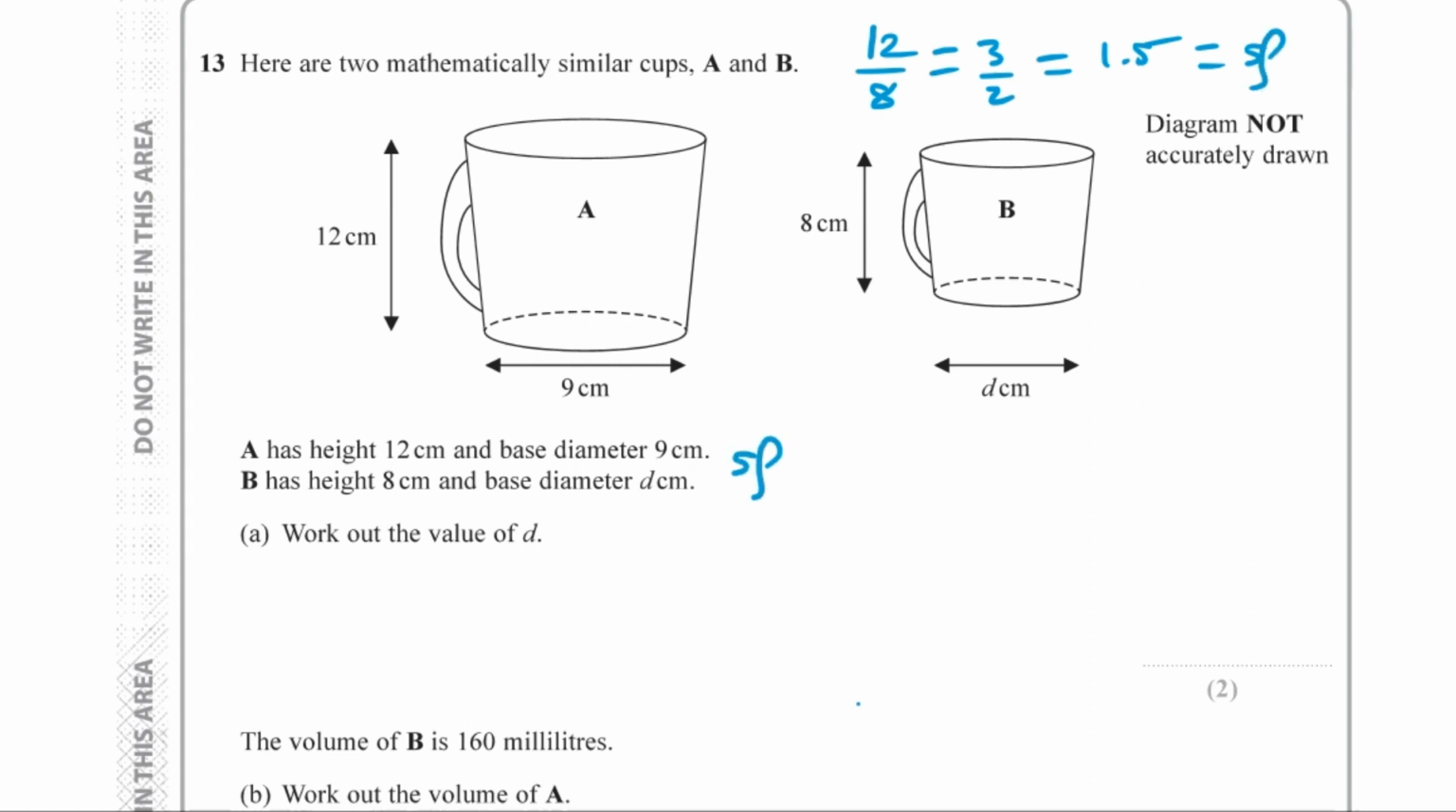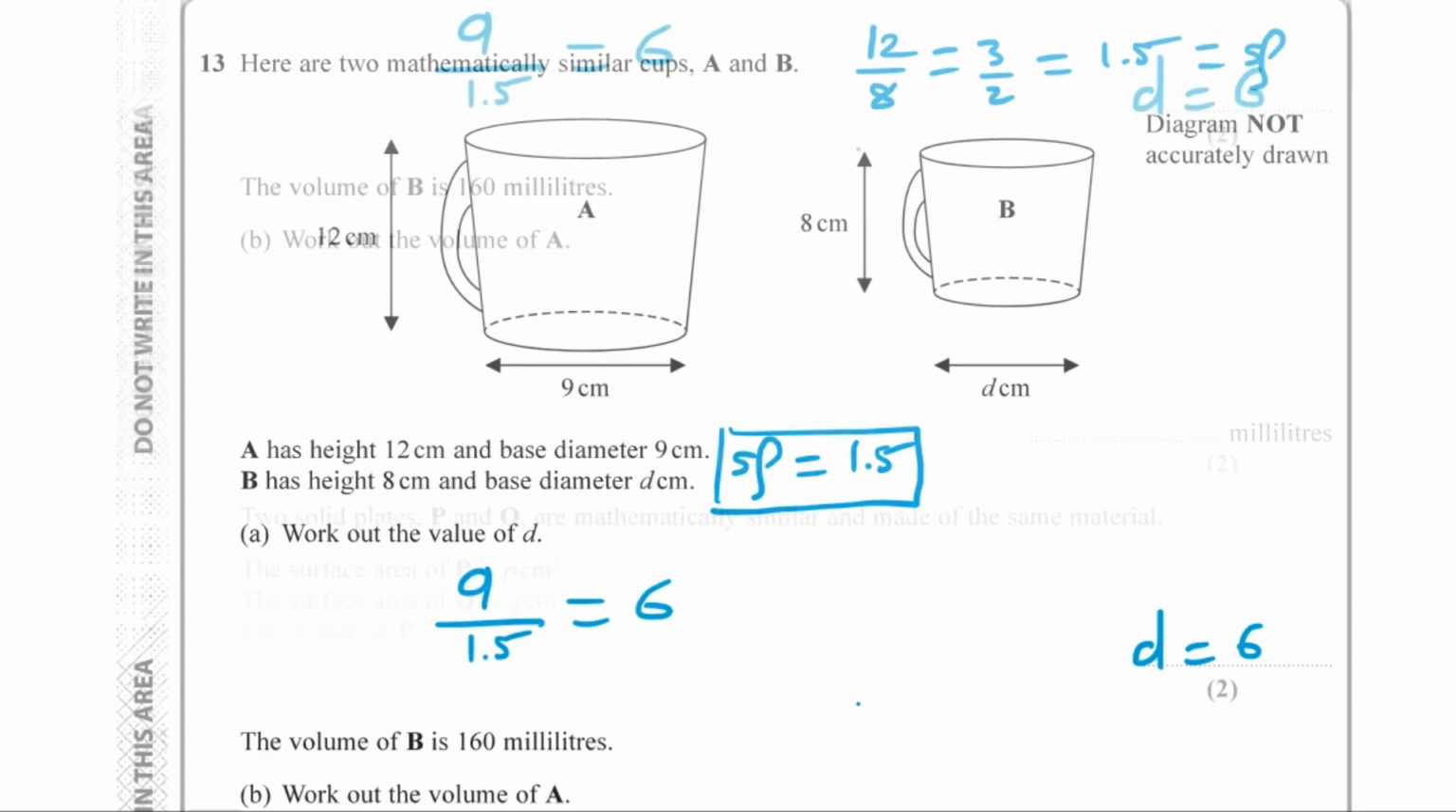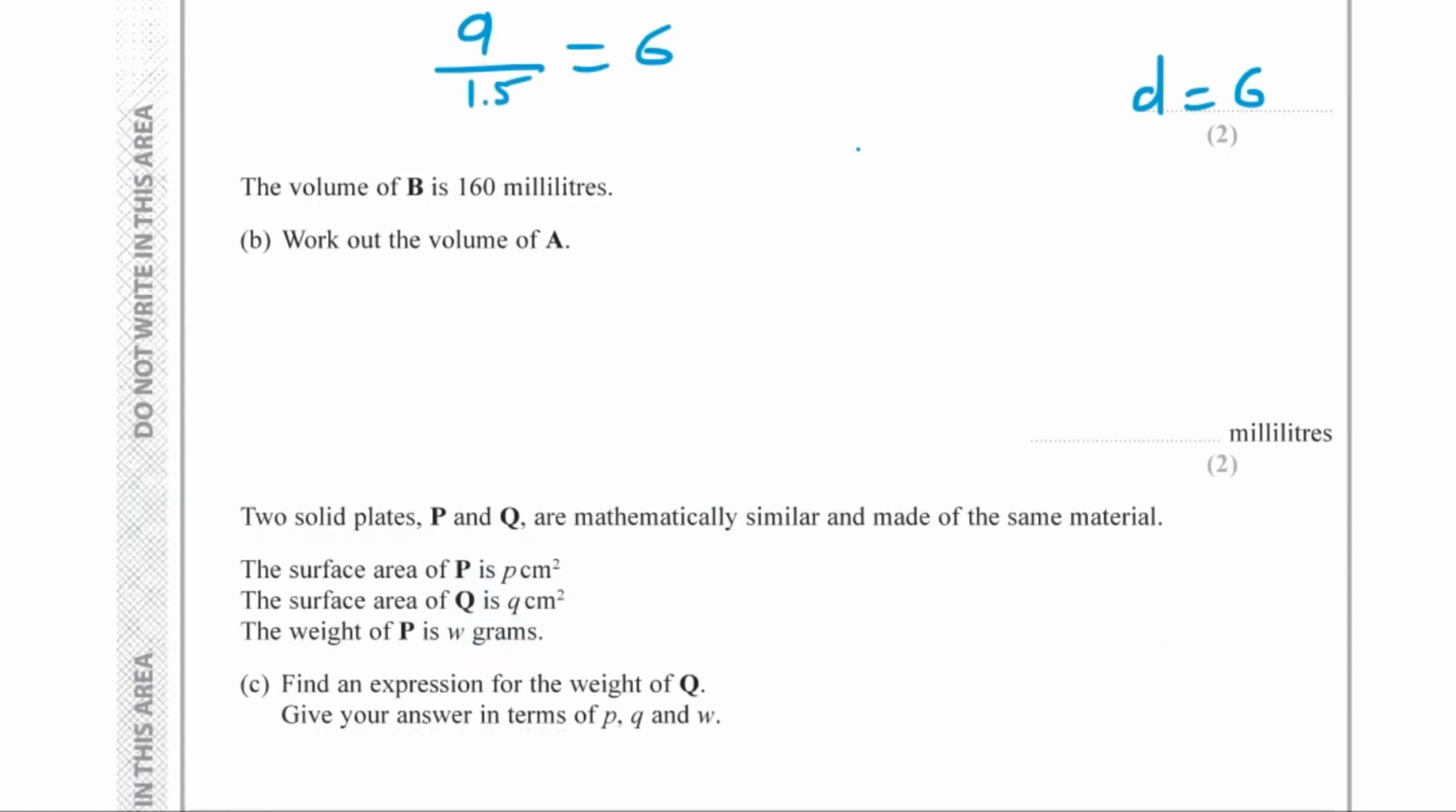So if the scale factor is 1.5, I can go from the small cup to the big cup by multiplying by 1.5, or I can go from the big cup to the small cup dividing by 1.5. So we can go and find D here by saying that 9 divided by 1.5 is going to be equal to 6, and 6 is equal to D. So we can say D is equal to 6 centimeters. The volume of B is 160 milliliters. Work out the volume of A.